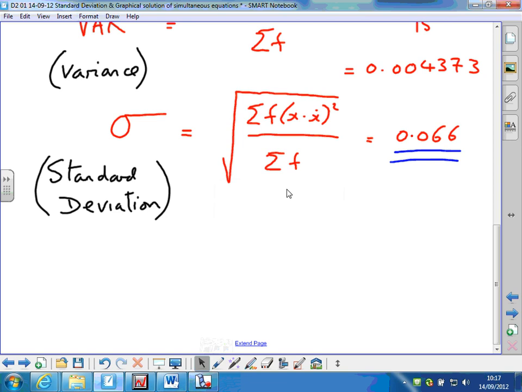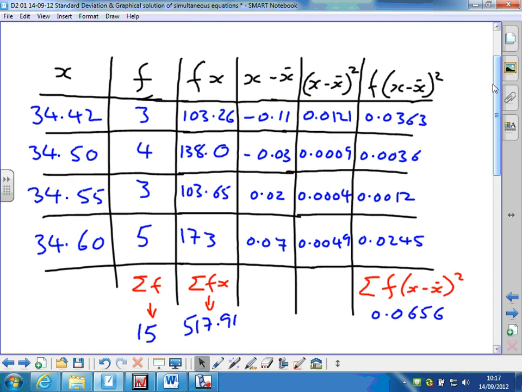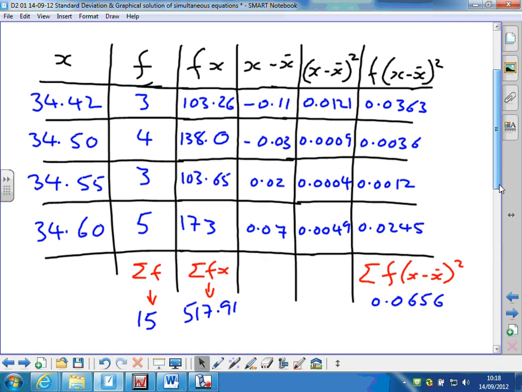So we've got 2 bits of data now for this data set. Let's go back to the original data set. We've now got 2 pieces of information about this data. Remember what the aim was. Here's our data set. These first 2 columns represent our data set. We've now got 2 figures. One represents the data, that's the mean. And the other number represents the spread of the data.